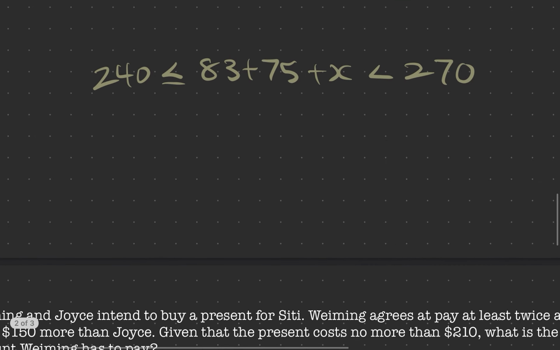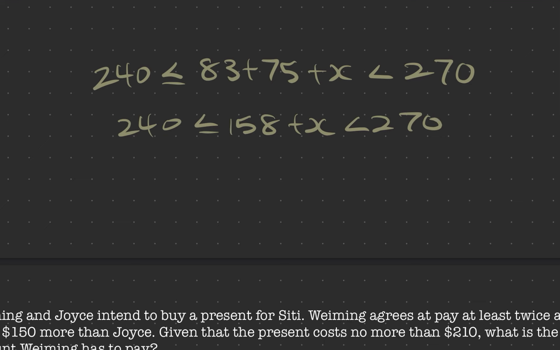Okay, you've got that done. Now I'm just going to add the things together first, just so it doesn't look messy. Okay, now we have that done. We're going to minus 158 on every side so that we can just isolate the x.